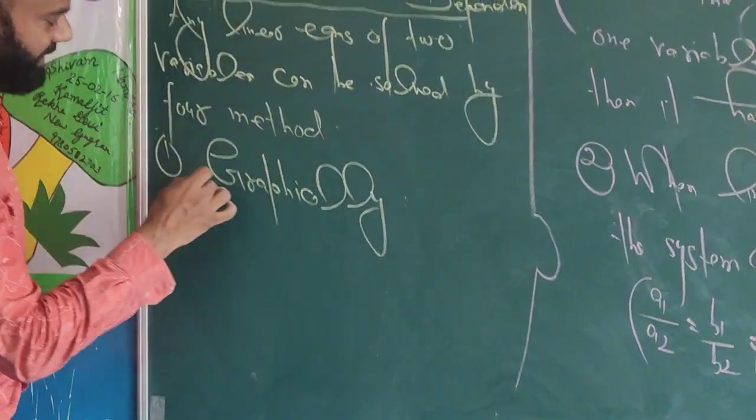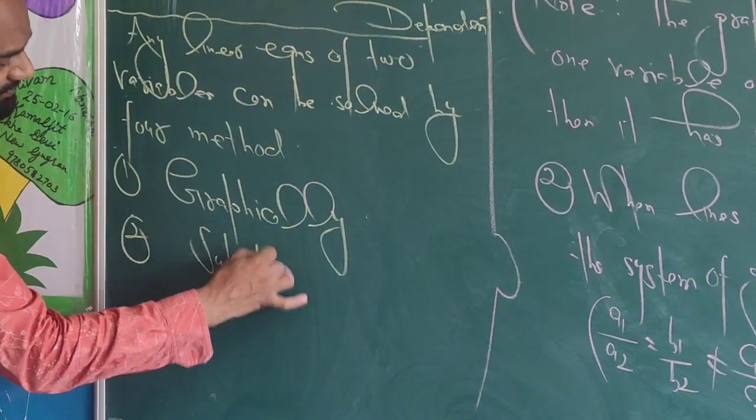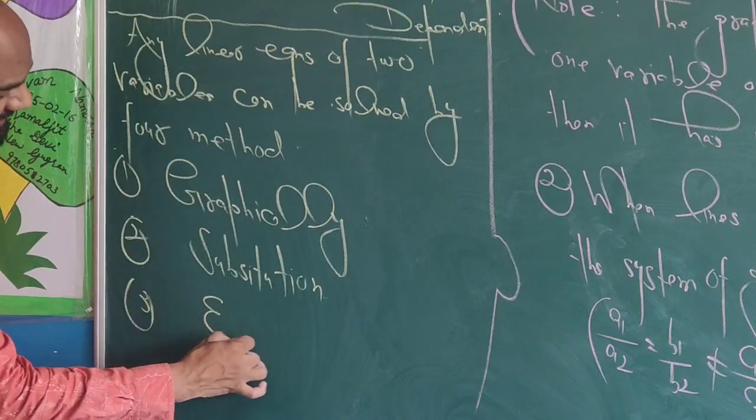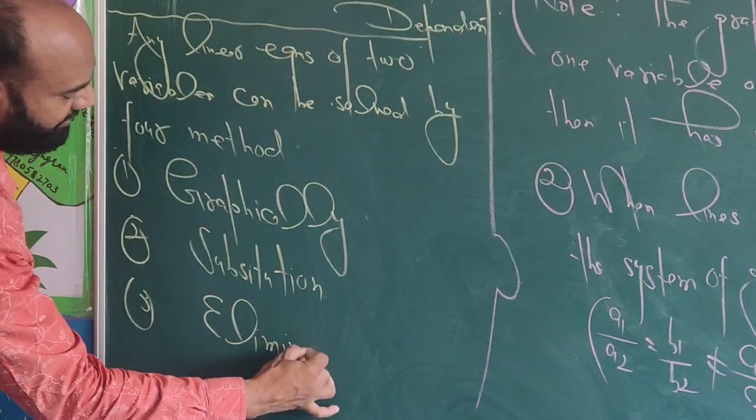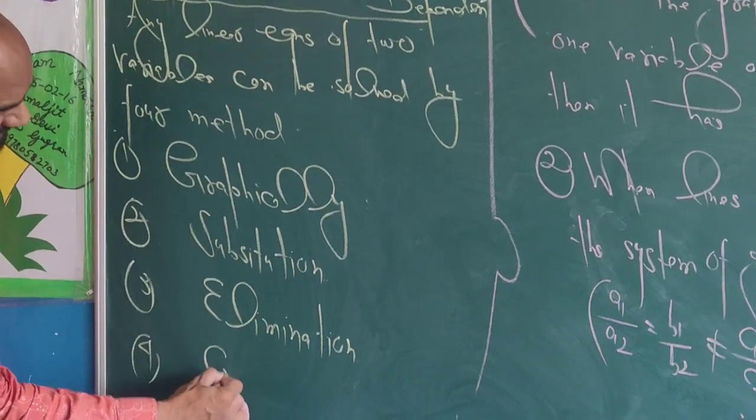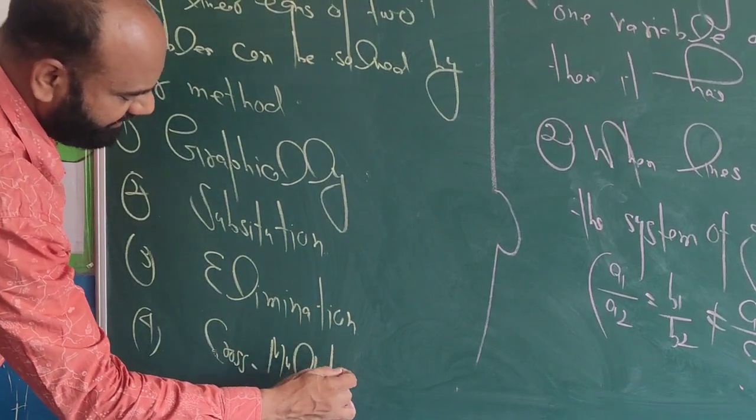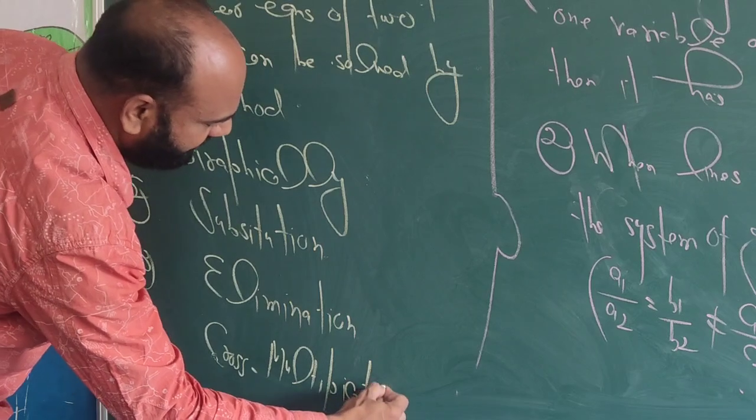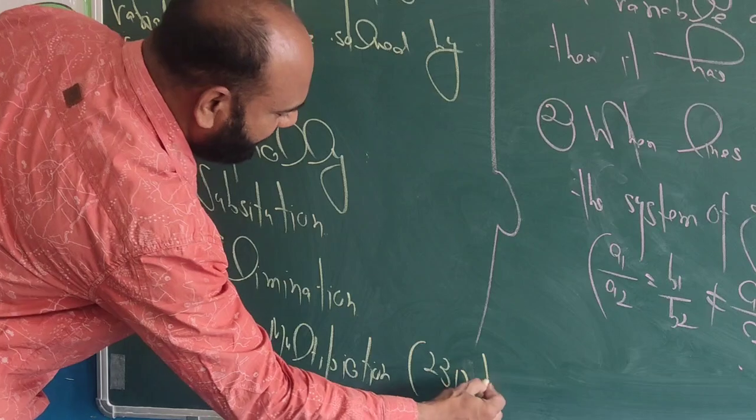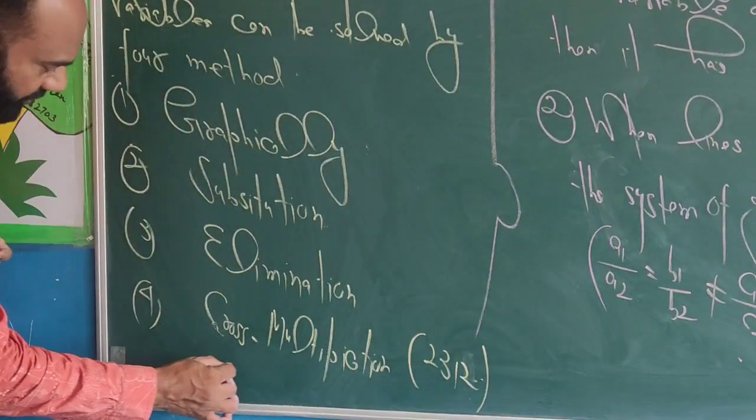First method is graphically. Second method is substitution. Third is elimination method, and fourth is cross multiplication method. This method is also said to be 2312 method. And this method is cut off from the syllabus.